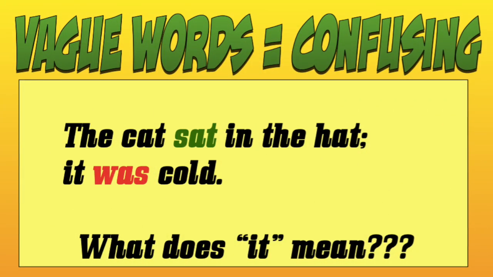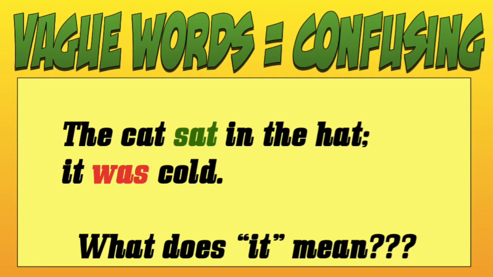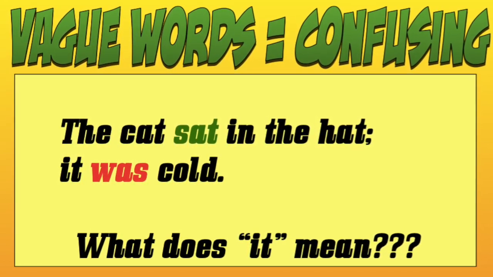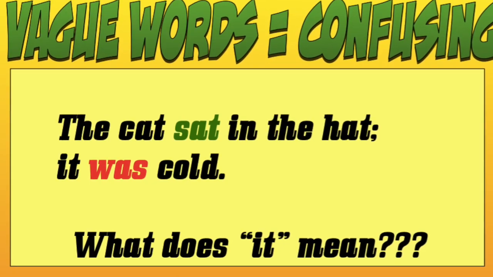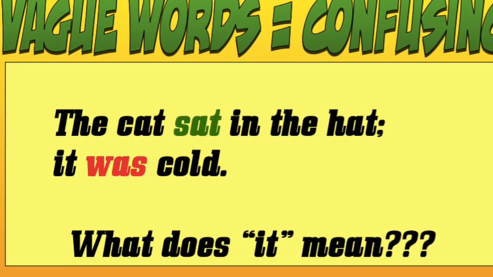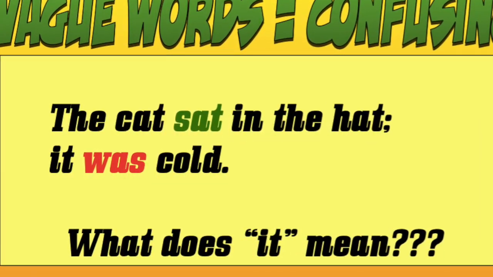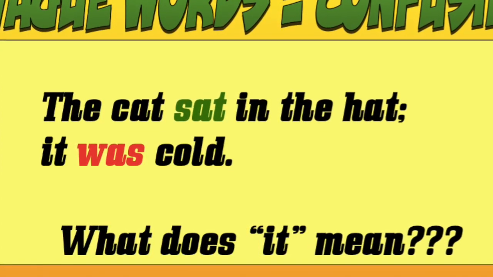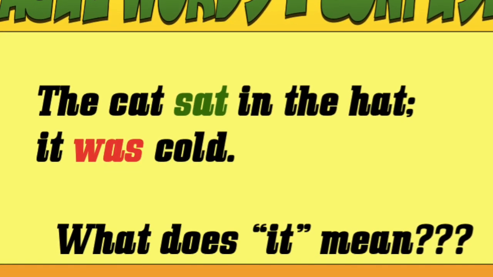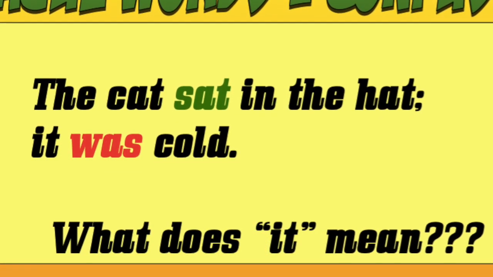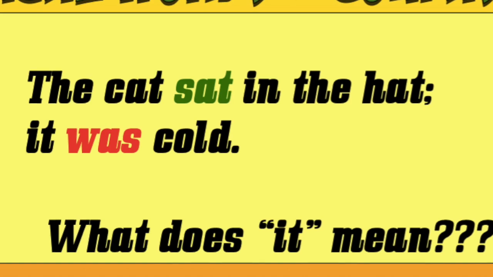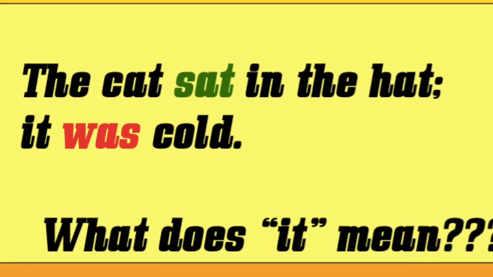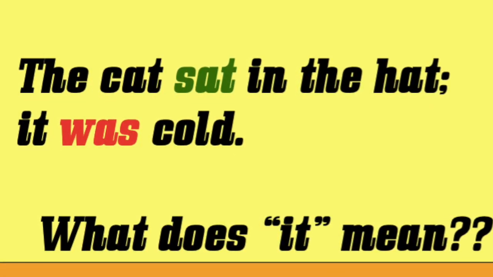In case I failed to convince you thus far, let me give you my two favorite examples of weak verbs or vague language usage. Sentence: The cat sat in the hat; it was cold. "It was cold" is the weak, vague part. Tell me, what does it mean? Is it the cat, the hat, or the environment? I don't know. It could refer to any of those three. It is confusing. It is vague language.